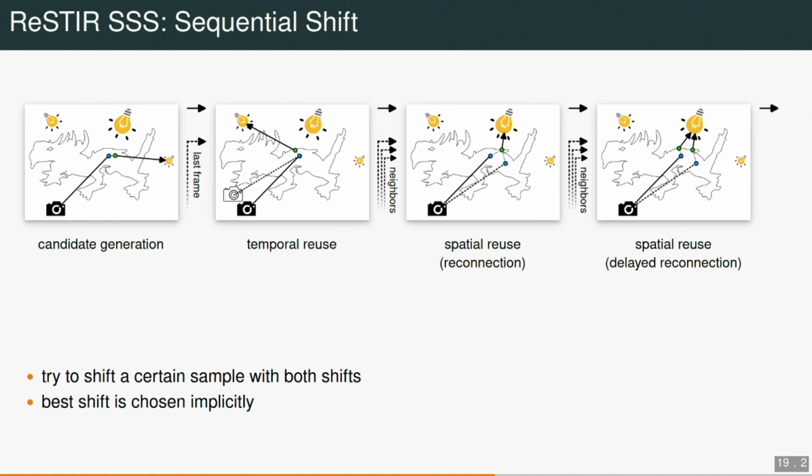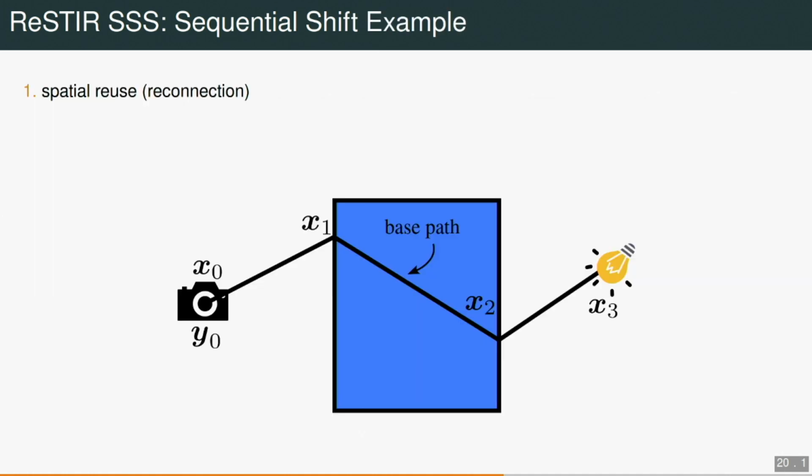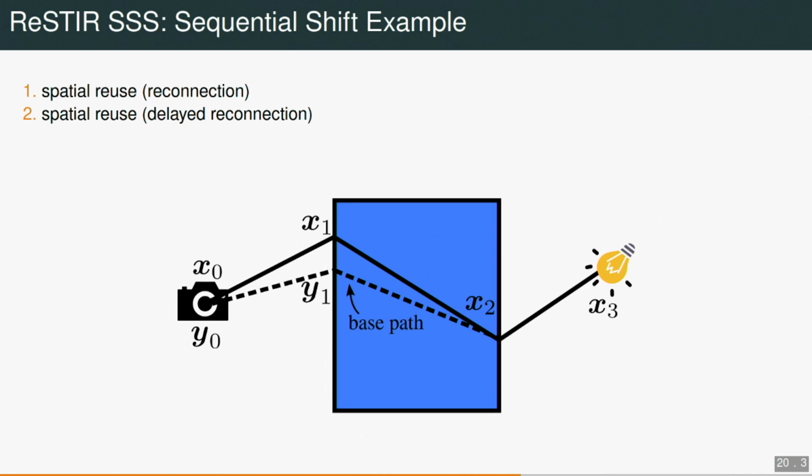But now I want to give you an example to show you that there's currently an issue with this formulation of a sequential shift. So consider we have this base path that is shifted with reconnection to this offset path in this first spatial reuse path. Okay, then we apply this second spatial reuse path with delayed reconnection. And just consider that our now shifted path Y becomes our new base path. So we shift it with delayed reconnection and generate this offset path Z. And so here is the question, how exactly did we generate this offset path Z?